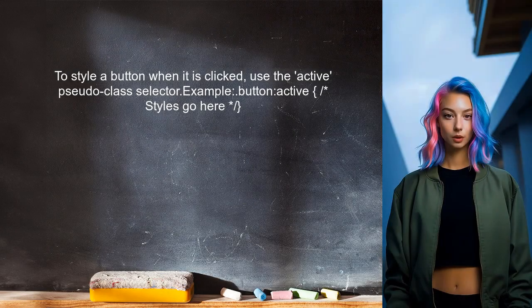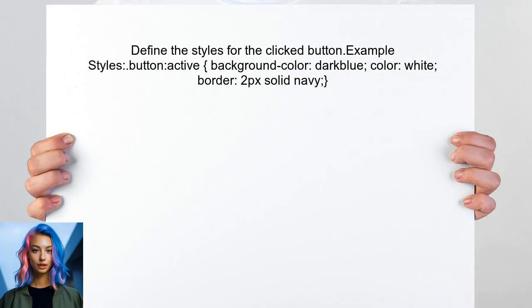To style a button when it is clicked, the user should use the pseudo-class selector called active. This selector applies styles to the button while it is being clicked. Next, the user can define the styles they want to apply when the button is clicked. This could include changing the background color, border, or text color.